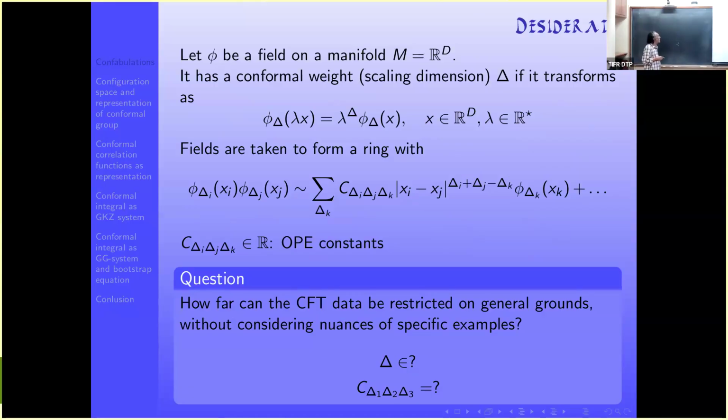That typo. How far can the CFT data be restricted on very general grounds without considering models? So basically it asks what is the set of allowed values of delta that are there in a CFT in general, and can I somehow restrict them? Sorry, very sorry. We are starting. Okay. How far can we restrict the OPE coefficients, or can we do it at all?